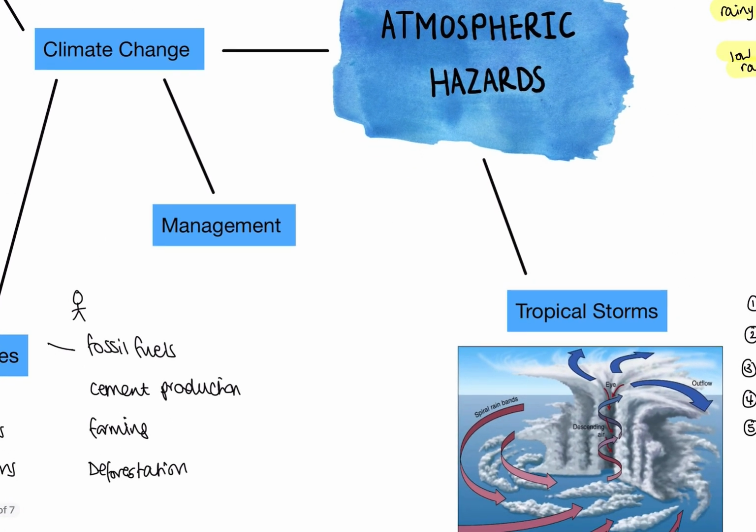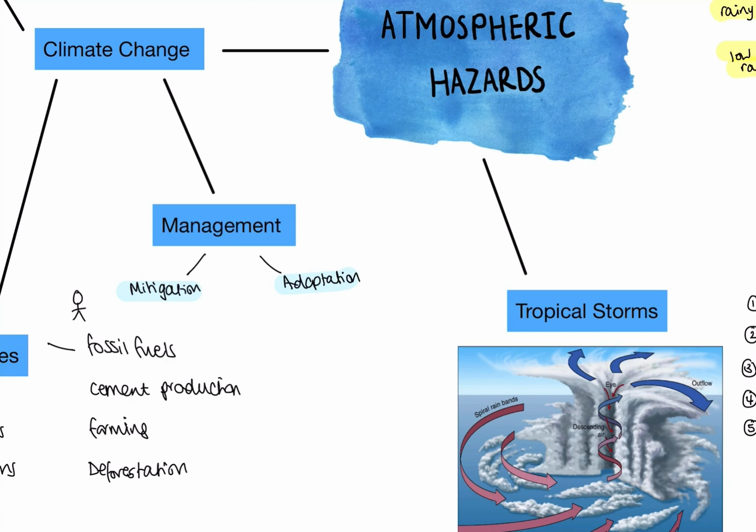So let's have a little think about management. Management falls, I would say, into one of 2 categories. It either falls into something that we're going to call mitigation, or it falls into the other side, what we call adaptation. I'll highlight those just to make it nice and clear. So if we think about mitigation first of all, that's just aiming to reduce the causes of climate change.